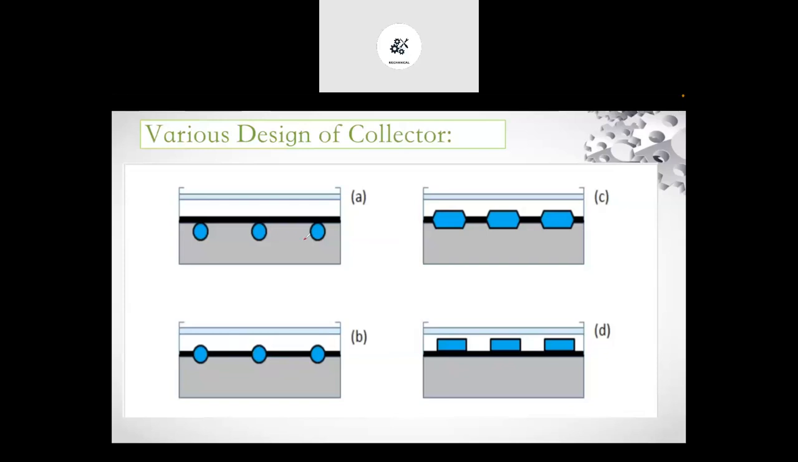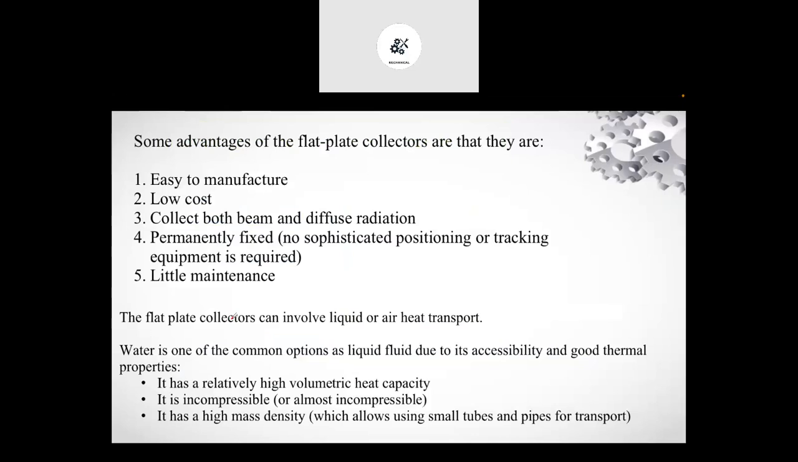Generally, circular tubes having the absorbing plate on them or on the sides of the circular tubes are mostly used. So this type of design is mostly used. Now, some advantages of flat plate collectors: it is easy to manufacture, it has very low construction cost, and we can easily install it. The maintenance cost is also less than other types of collectors, like evacuated tube collectors. It will collect both beam and diffuse radiation.